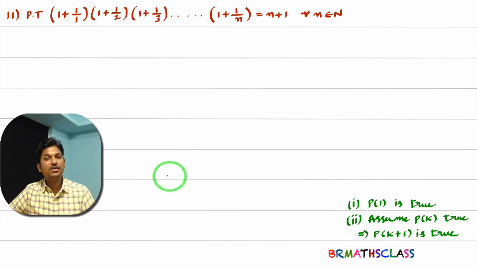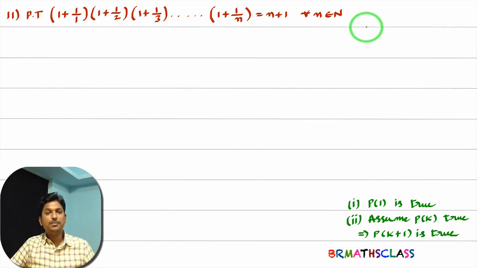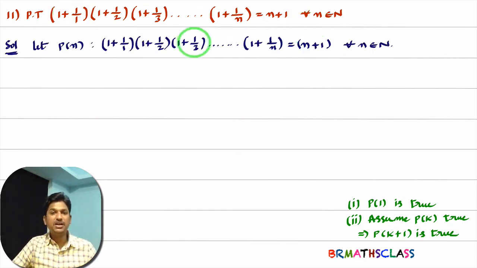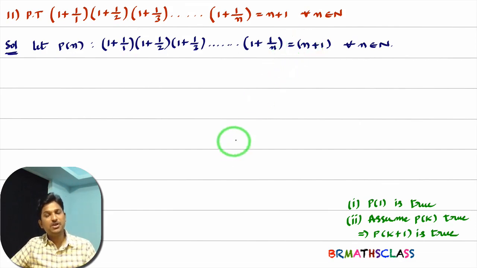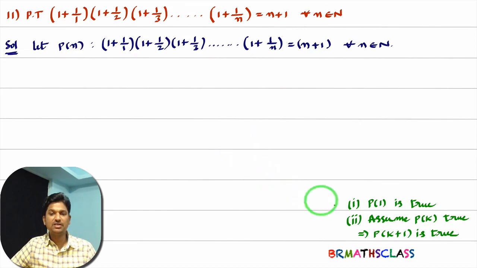Observe this second question. We need to prove this statement by using the principle of mathematical induction. First, I'll take the given statement as P(n). To prove this statement by using the principle of mathematical induction, we need to prove two things. First, we will prove P(1) is true. Second, by assuming P(k) is true, we will prove P(k+1) is true. First, let me prove P(1) is true.